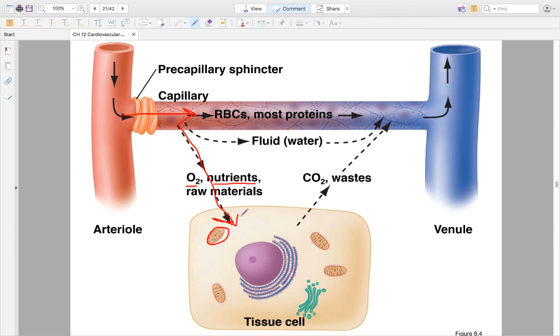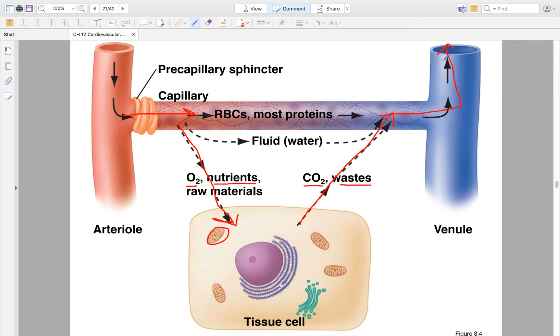And then at the same exact time, capillaries will take up CO2, which is a byproduct of cellular respiration, along with other wastes, and take it up into the blood. And that waste and CO2 enters the veins. And all of this is going to get returned to the heart.